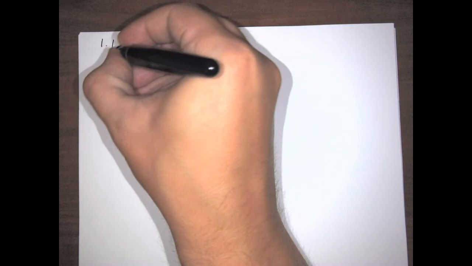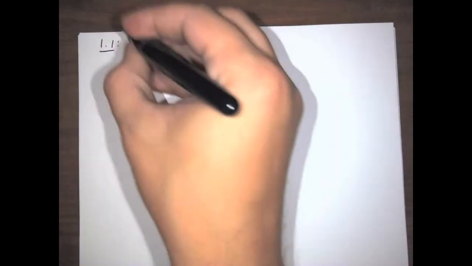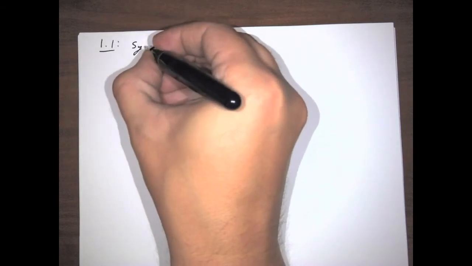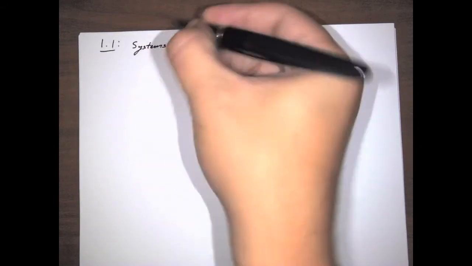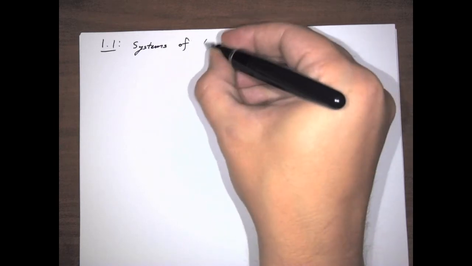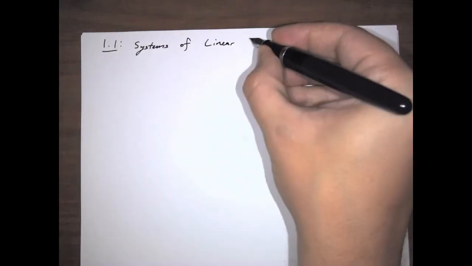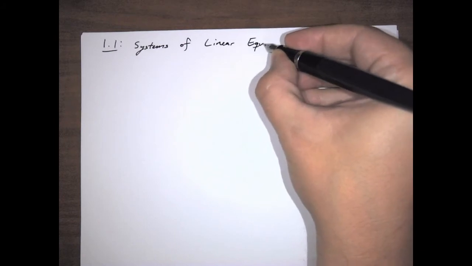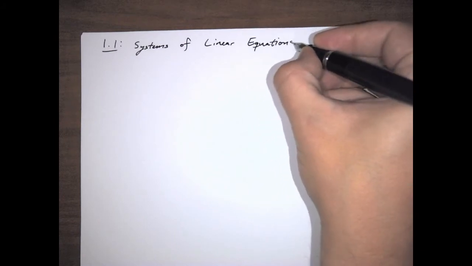Math 261 is called linear algebra, and the reason why it's called that is that it's mostly a matter of dealing with systems of what are called linear equations, and that's what we'll be focusing on right here in this section, section 1.1, the beginning of it all, what it's all for, systems of linear equations.